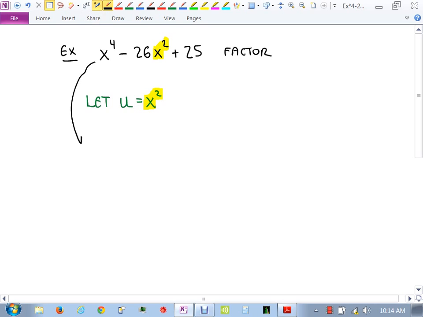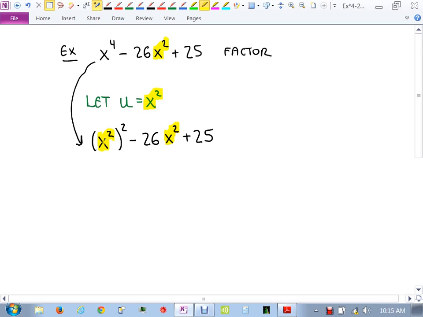Now let's see why that works. If I rewrite this problem, do you agree that x to the 4th is x squared squared? Yes? Minus 26, now I have that x squared, plus 25. So do you see now you got your x squared in 2 places now? See it?